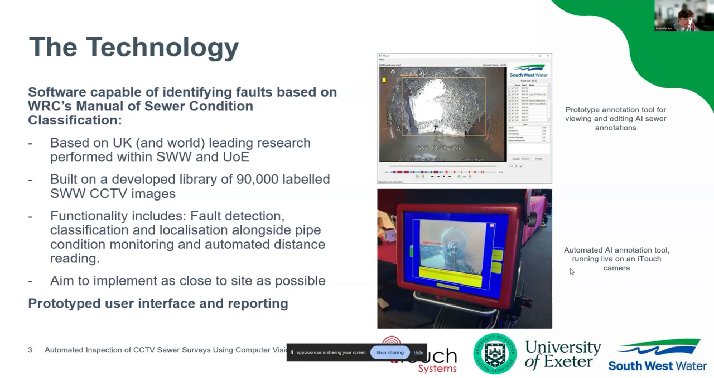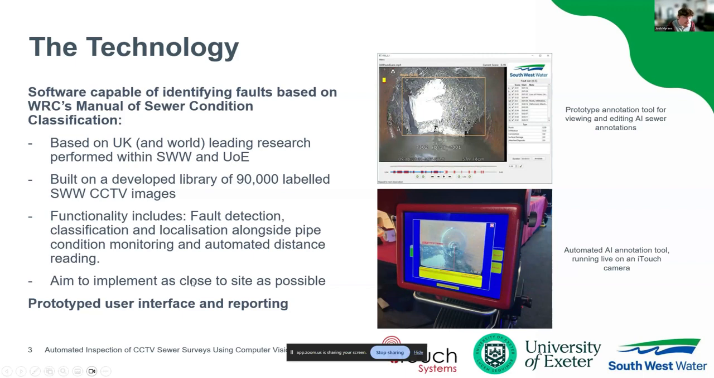What the functionality includes for those algorithms, there's lots that's going on. So initial fault detection: is there a fault in this image or not? And then classification: what types of fault are in that image, alongside, as you can see in the examples we've got here, object detection and localization, so we can see where in the image those faults happen to be. And there's lots of other bits that we can do, and I'll talk about those later as well.